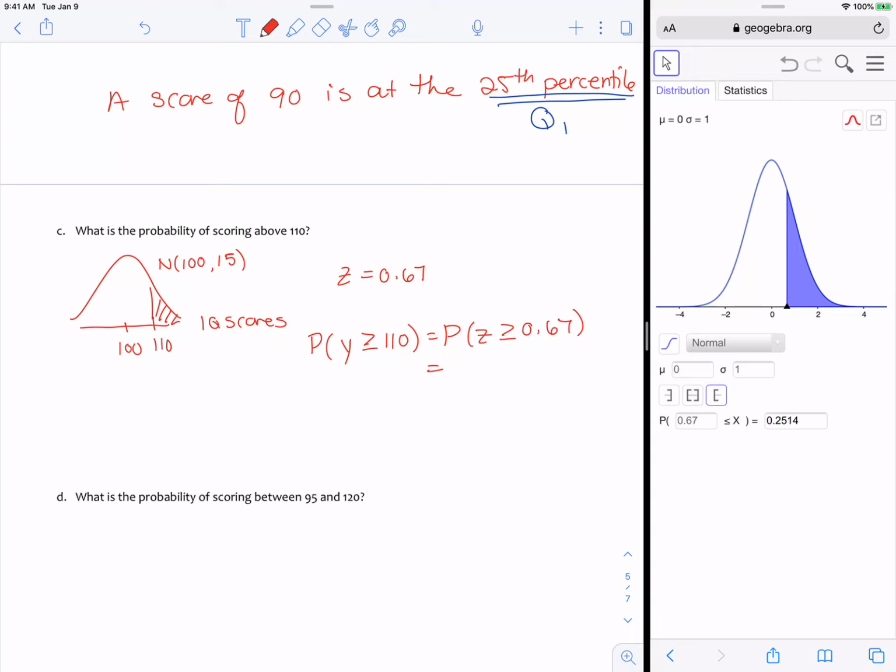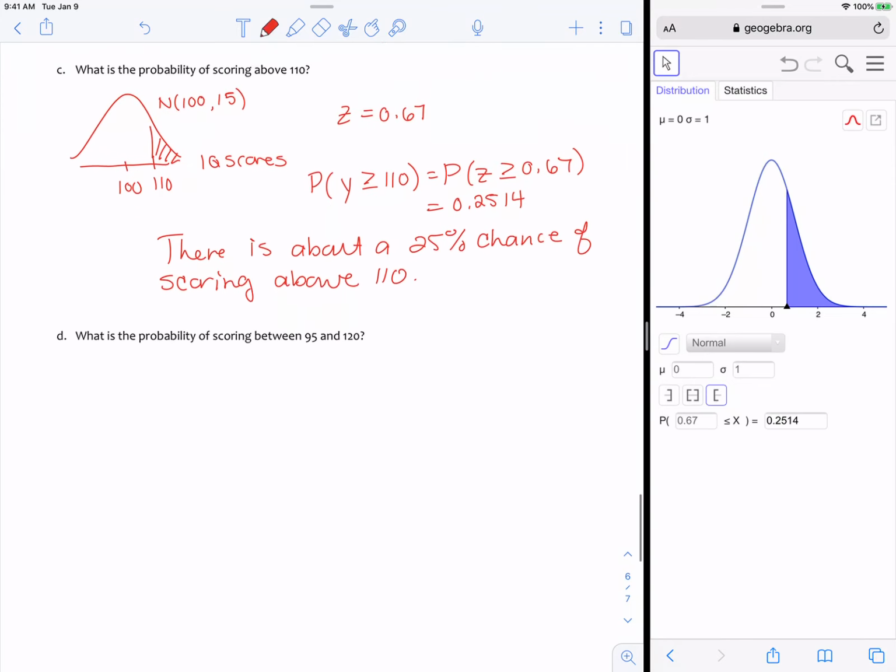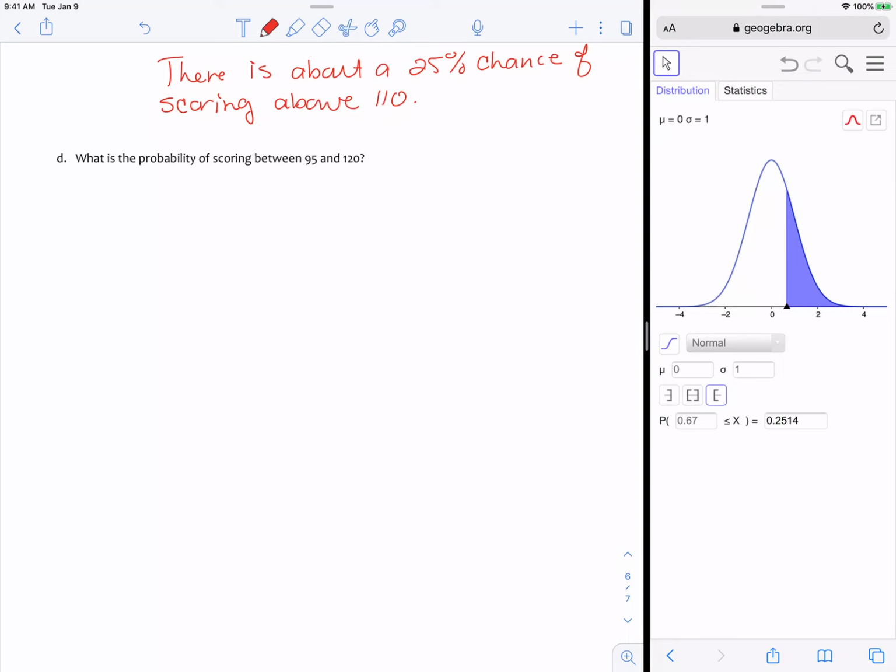Because if we had less than 0.67 the probability was 0.75, or 75%, then it should make sense that this is 25%. So aside from a little bit of that overlap issue with the equals in our inequality, we should see these as complements basically. So it's 0.2514. So there is about a 25% chance of scoring above 110. All right. And what is the probability of scoring between 95 and 120?